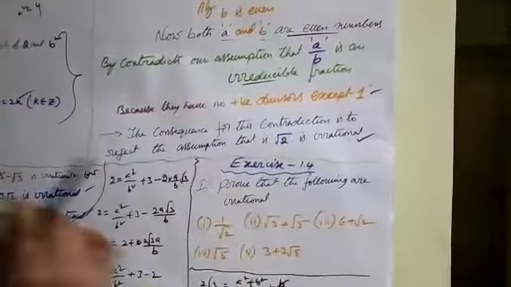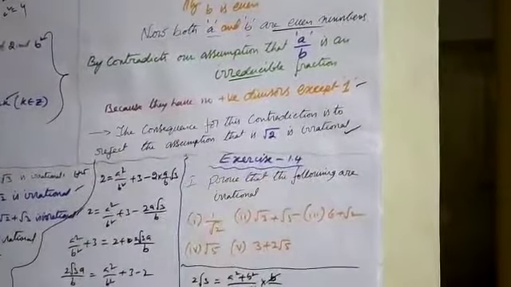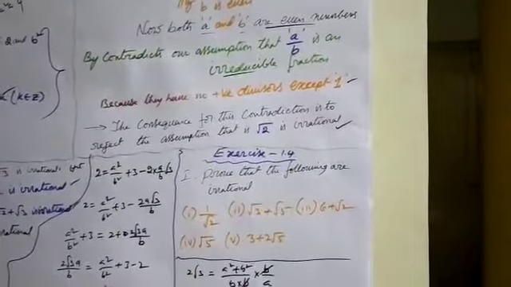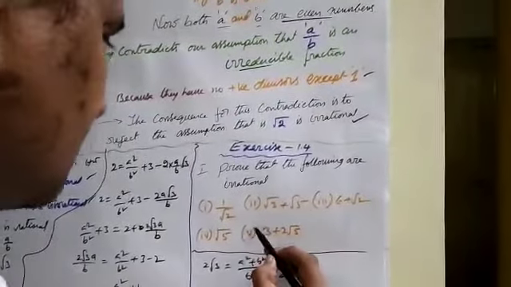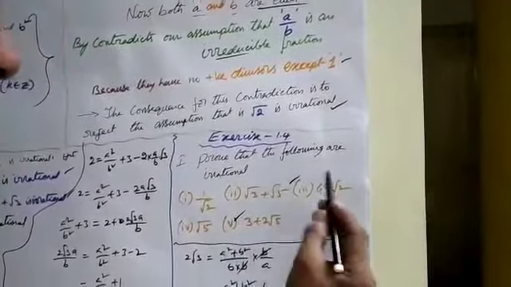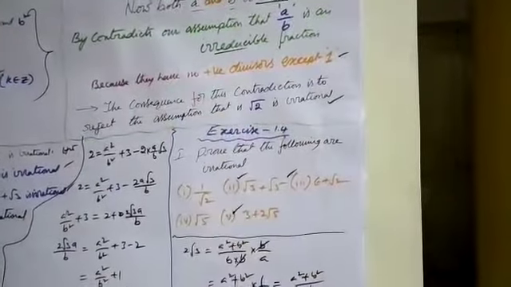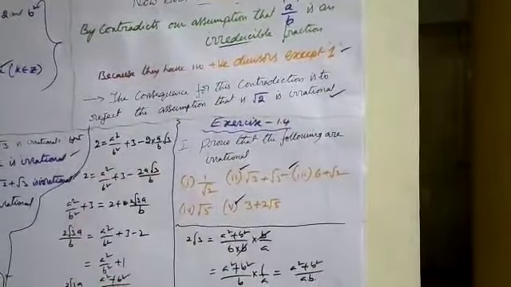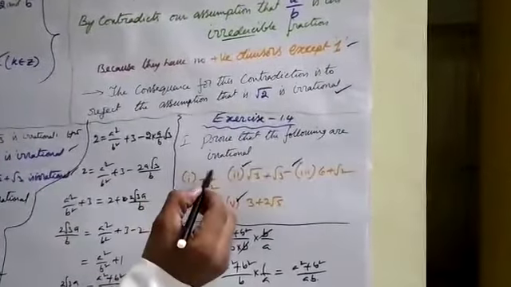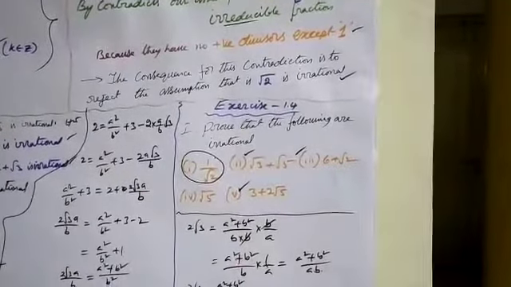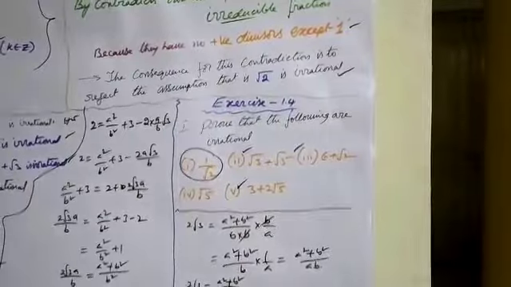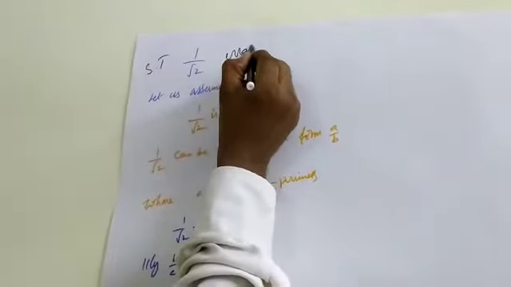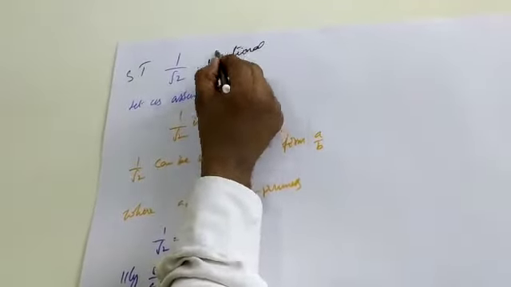Go to exercise 1.4. Prove that the following are irrational numbers. Already we discussed like this: 5, 3, 2. We have discussed that 1 by root 2 is an irrational number. You show that root 2 is an irrational number.